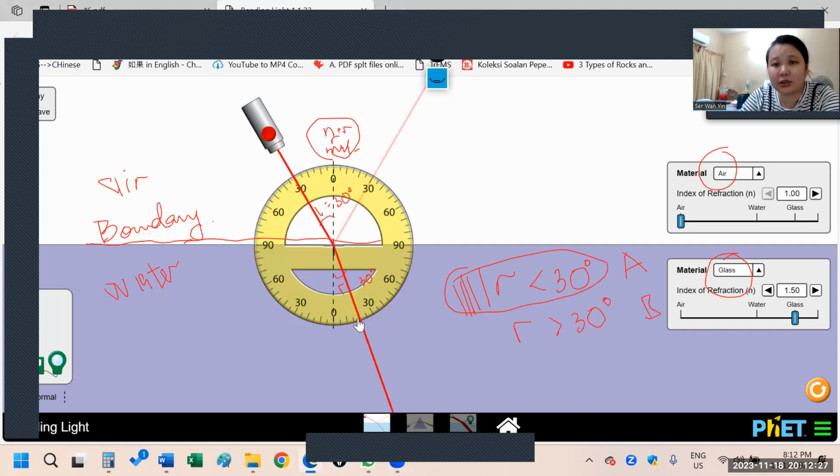You can see it's 20. So you can see R becomes 20, which means less than 30. Okay, so why is it? Because glass is denser than the air, so it will bend, means it will refract towards the normal.